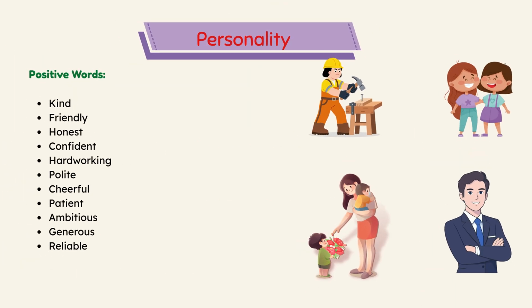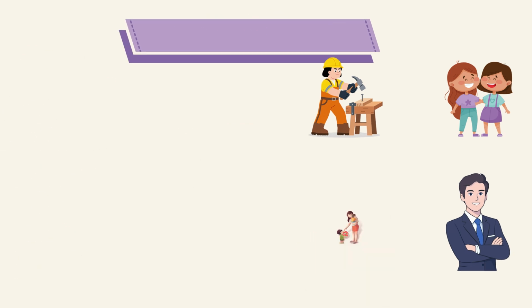Now, let's talk about personality. Personality describes how a person behaves or what kind of person they are. Here are some positive words we use to describe personality. Kind, friendly, honest, confident, hardworking, polite, cheerful, patient, ambitious, generous, and reliable. These words help us describe good qualities in a person.